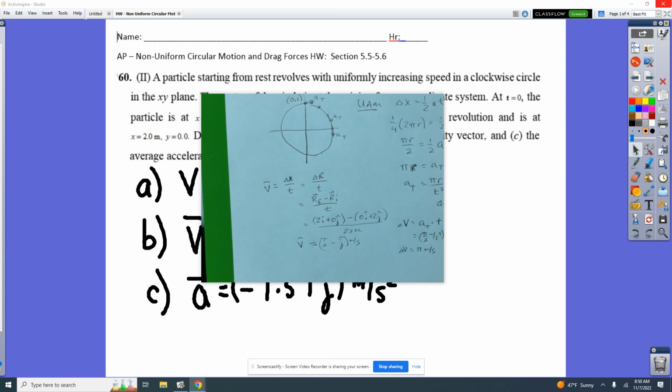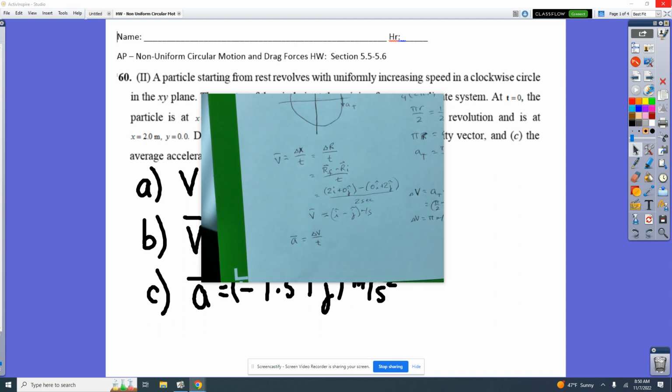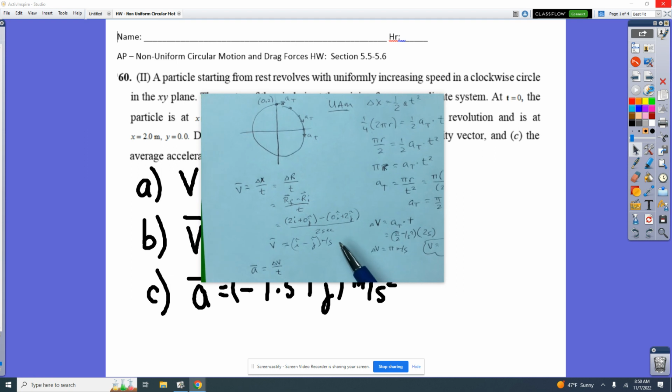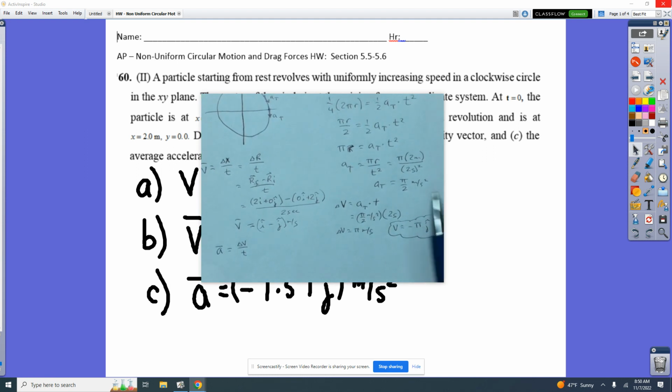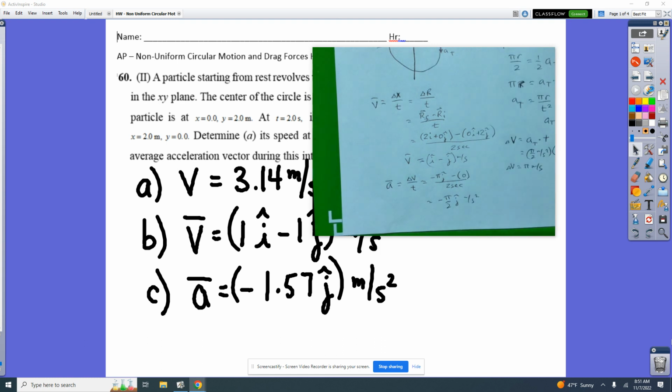Finally, part C: what is the average acceleration? Using the same concept, average acceleration is change in velocity over time. I know its starting velocity was 0 i hat plus 0 j hat. Its velocity after 2 seconds is negative pi j hat. So the final velocity is negative pi j hat, and the initial velocity was 0. I'm going to divide that by 2 seconds, and I get negative pi over 2 j hat meters per second squared. That would be the average acceleration vector during that time. And sure enough, we wrote that as negative 1.57 j hat meters per second squared.